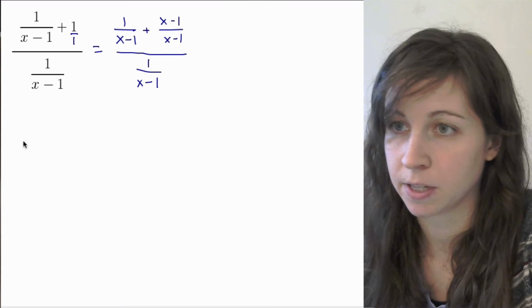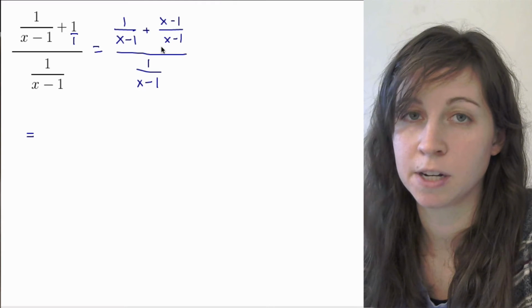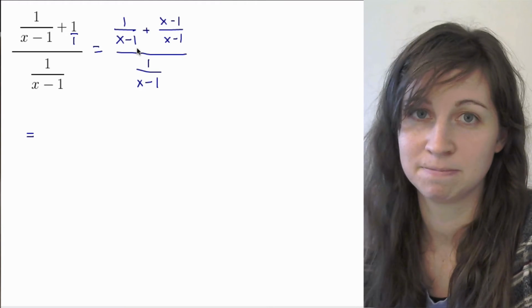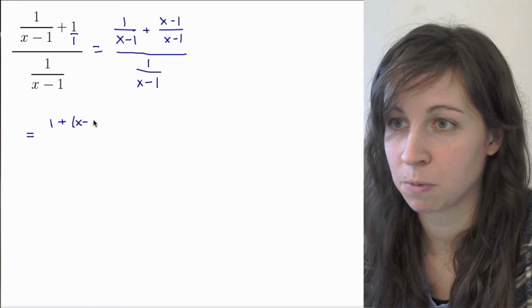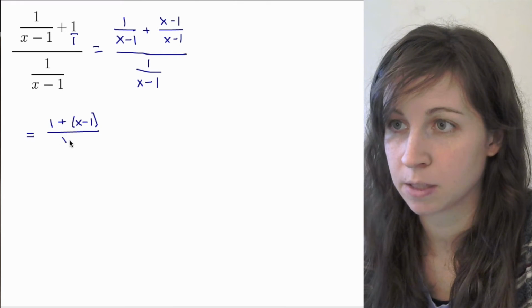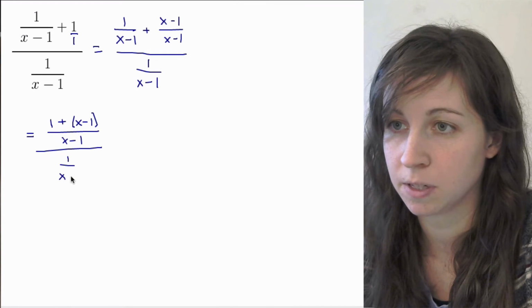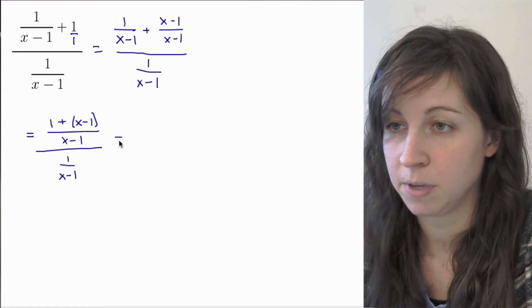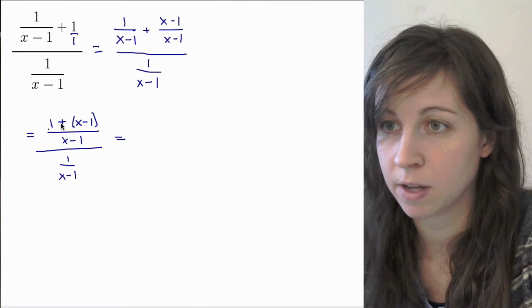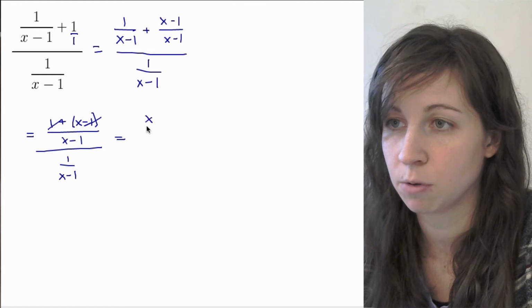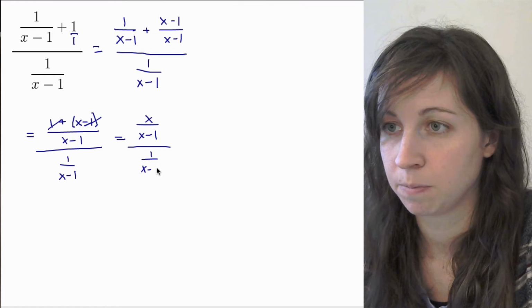All right, let's keep going. So this top part now has the same denominator, so we can now put the numerators together. So we'll have 1 plus x minus 1 over x minus 1, and then the bottom of our big fraction will be 1 over x minus 1. All right, we can simplify this top part here. So 1 plus x minus 1, the 1s will cancel out, so we just have x over x minus 1 all over 1 over x minus 1.